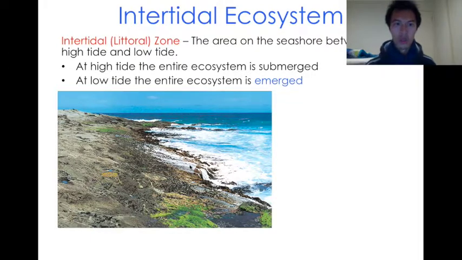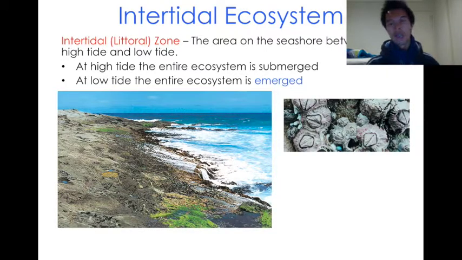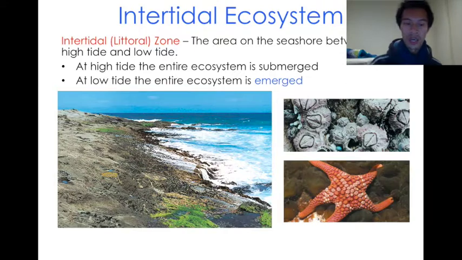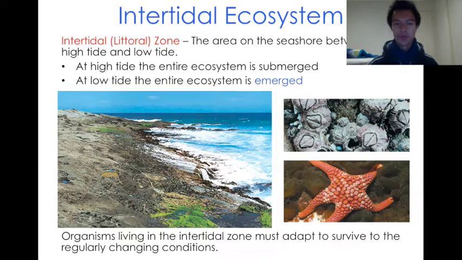We also call it the littoral zone, but it's characterized by all these unique conditions because the organisms that live here, for parts of the day, are going to be completely submerged, but for other parts of the day, they're going to be completely emerged. And so the organisms that live there, such as this barnacle or this sea star, need to adapt to the regularly changing conditions that they're going to experience each day. And so they have different methods of survival depending on the type of organism.